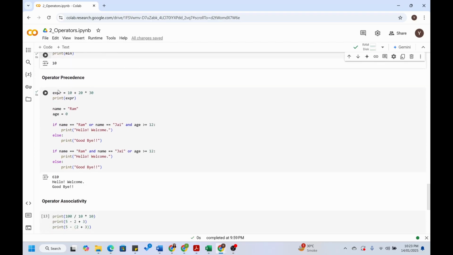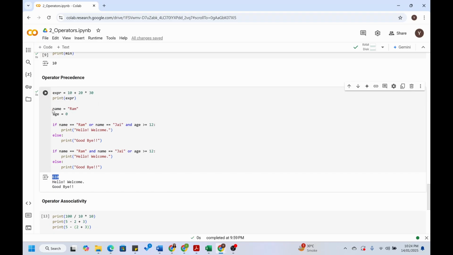Okay, now comes the operator precedence. Operator precedence means how you are giving the preference or the priority in expression execution, which operators need to be performed first. So you can see here, if I'm writing expression equals 10 plus 20 multiplied by 30, the multiplication sign will always get the priority, so it will be multiplied first and then the addition will be performed. So that's why I'm getting the result 610.